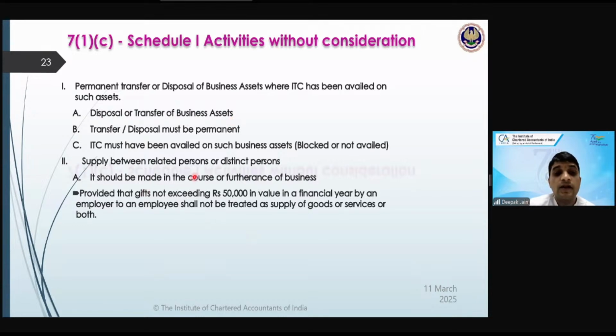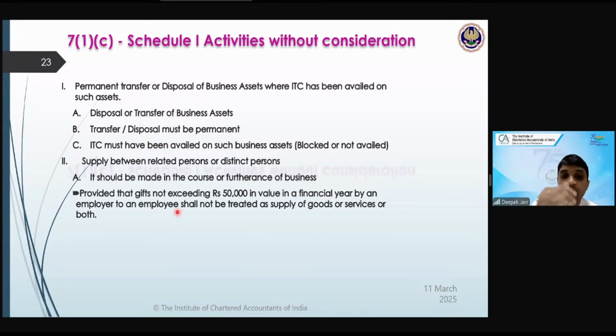Okay. Supply between related persons or distinct persons, provided. So even an employer and employee are related. In the definition of related person, we'll see that any business associate and employer and employee are also related. So they have given another restriction that gifts not exceeding 50,000 rupees in value in a financial year by an employer to an employee shall not be treated as supply of goods or services.